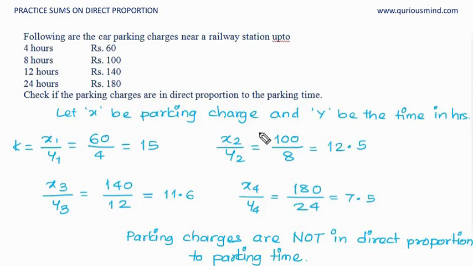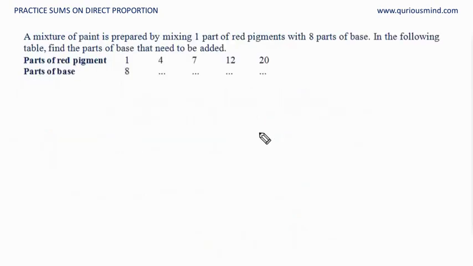Let's do the next one. A mixture of paint is prepared by mixing 1 part of red pigment with 8 parts of base. In the following table, find the parts of base that need to be added. So if we see here, let's find the constant.